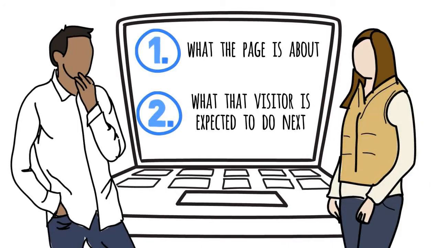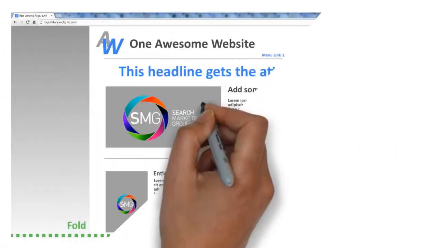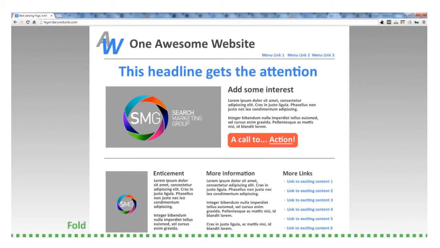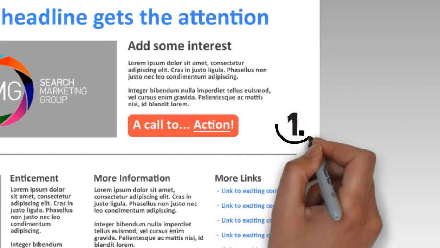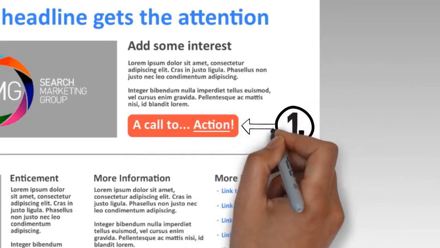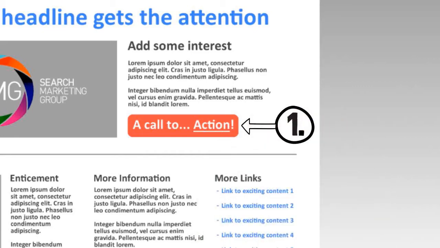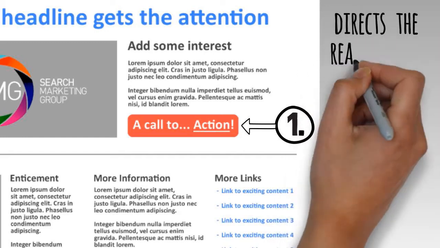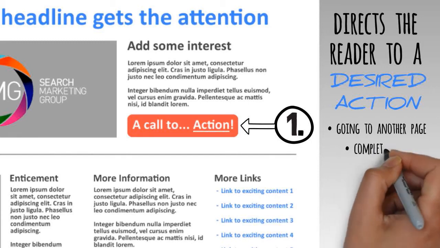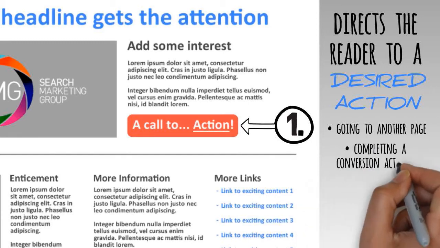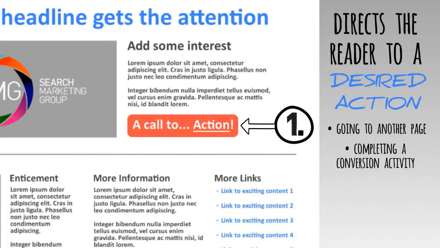to your site. Here's a generic landing page. Let's take a tour around it to see what you need to get right. Possibly the single most important aspect of a page is that it has a strong call to action, or CTA. This directs the reader to a desired action, be it going to another page or completing a conversion activity, such as completing a Contact Us form or making a purchase.